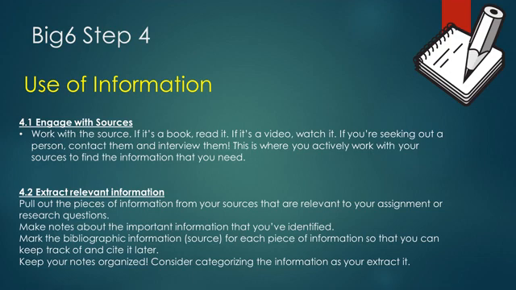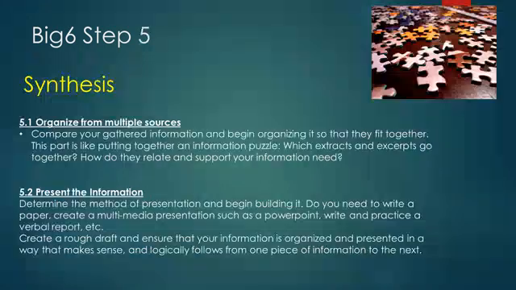4.2, this is where you're going to extract the relevant information. It's not just enough to read the book, you have to actually pull out the information. So pull out the pieces of information from your sources that are relevant to your assignment or research questions. Make notes about the important information you've identified and mark the bibliographic information, or the source, for each piece of information so that you can keep track and cite it later. Keep your notes organized. Consider categorizing the information as you extract it. So this is just the note-taking part of your information gathering process.